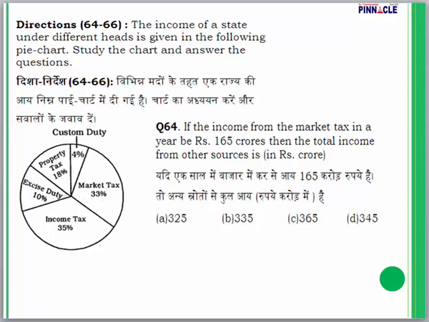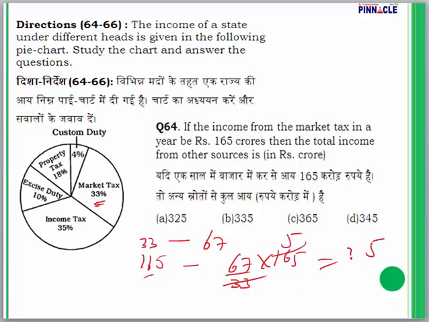Question number 64. If the income from the market tax in a year be rupees 165, then we have to tell the total income from the other sources. It means if 33 is the market tax income, then other income is 67, 100 minus 33 is 67. If this is 165, then it would be 67 divided by 33 into 165. You can say $335 should be the answer.